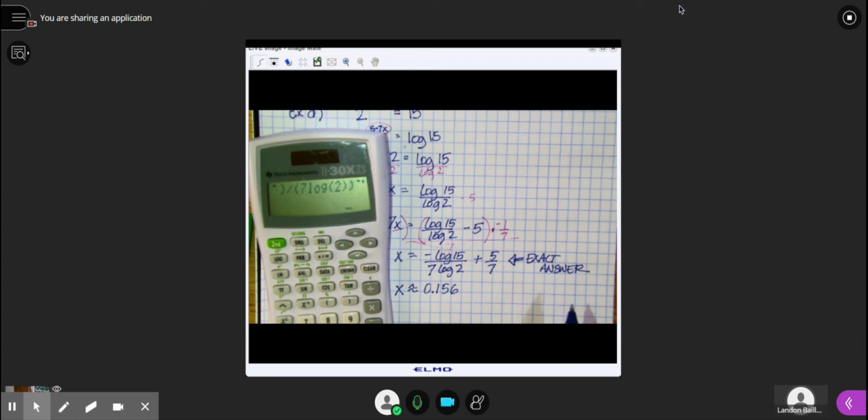I do plus 5/7 as a fraction, but you can hit the equals and then add 5/7.